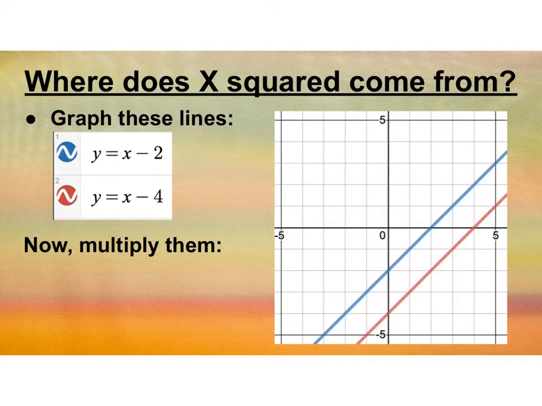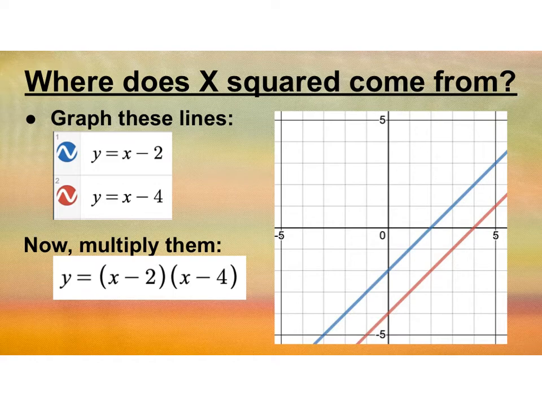Now we'll multiply them together. So I put them in parentheses. I'm going to multiply them together, and I use my distributive property. So I get x squared minus 4x minus 2x plus 8. I can combine like terms there for x squared minus 6x plus 8. So you can see the x times x is where my x squared comes from, and that's how we get a quadratic when we multiply two linears together.